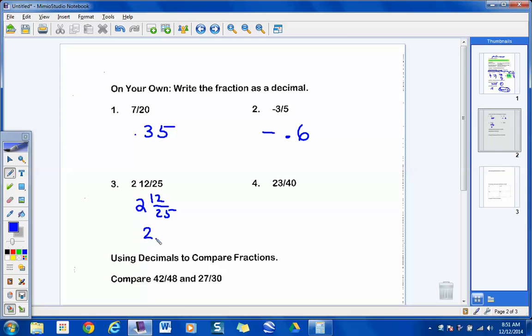So in a mixed number, do the fraction part first. Like in this part, the 12 over 25 was 0.48. And then add your whole value to it at the end. And in this case, 2.48.